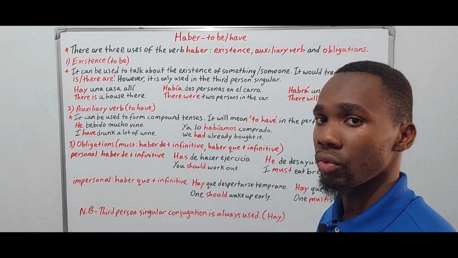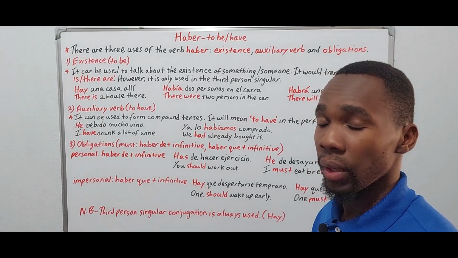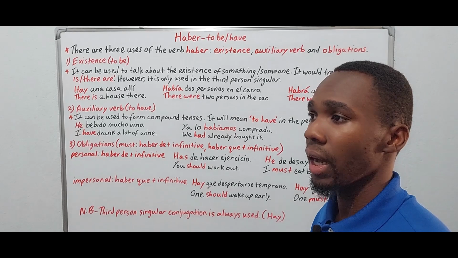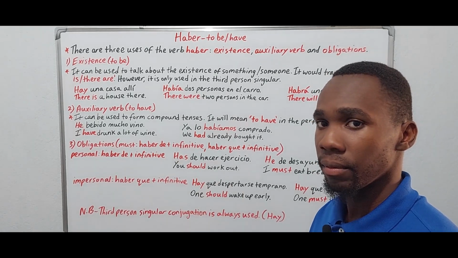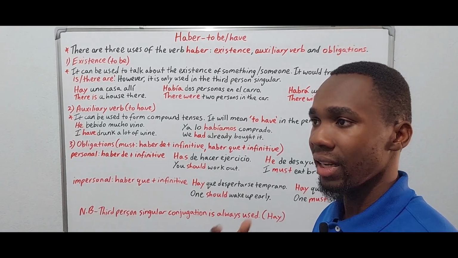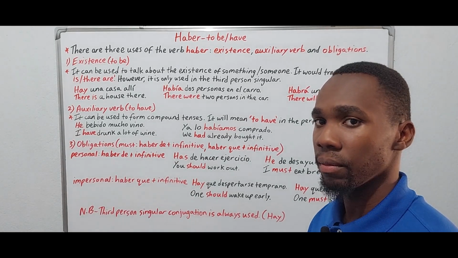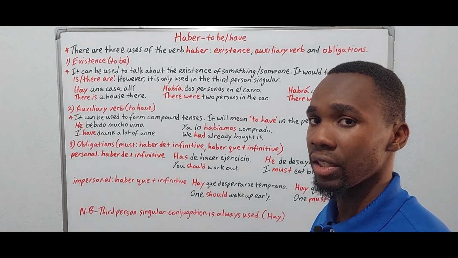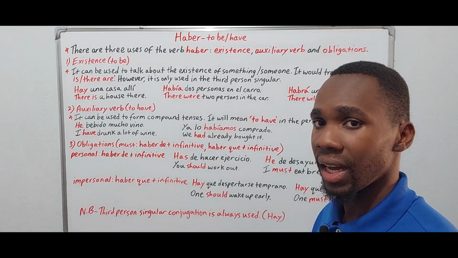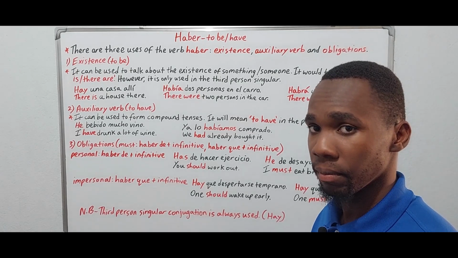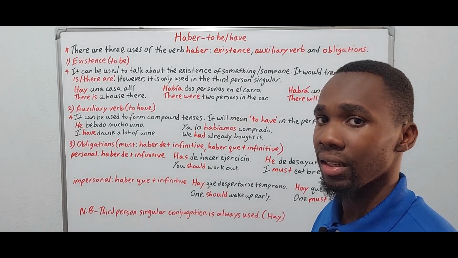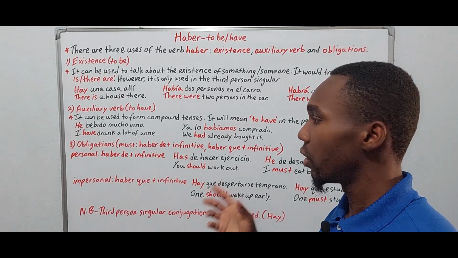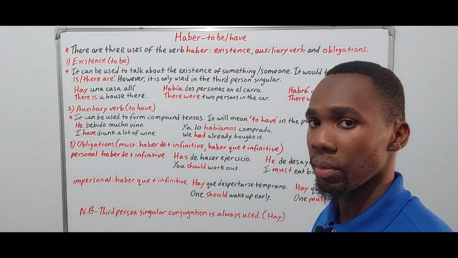When it is used as an auxiliary verb, it will translate as to have, and it will agree with the subject, right? Because it lends assistance to the main verb. It gives us two pieces of information. It tells us who is performing the action as well as the time, right? So this is why it is referred to as an auxiliary verb. Thirdly, it can be used to express obligations.